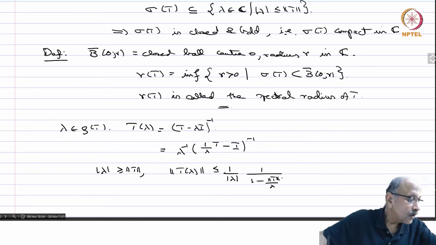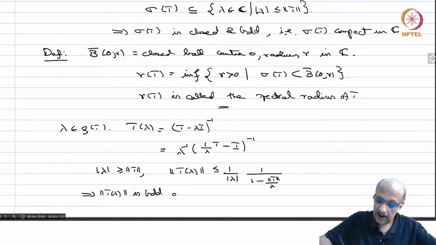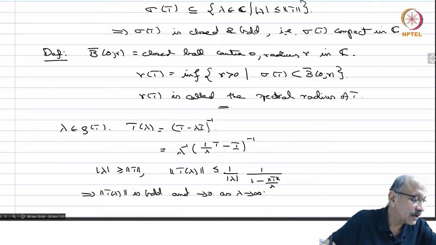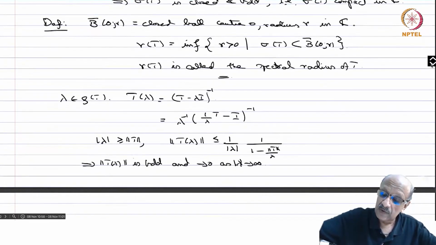Okay, so this means that norm T_lambda is bounded and tends to 0 as lambda tends to infinity. Okay, so this is as mod lambda tends to infinity. Okay, so this is an observation which we will make.